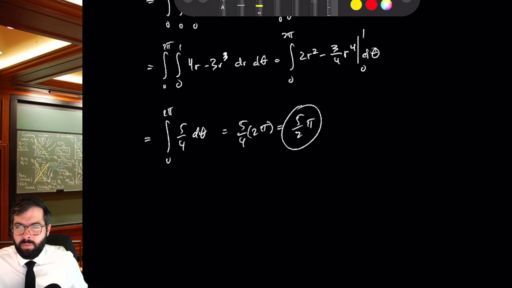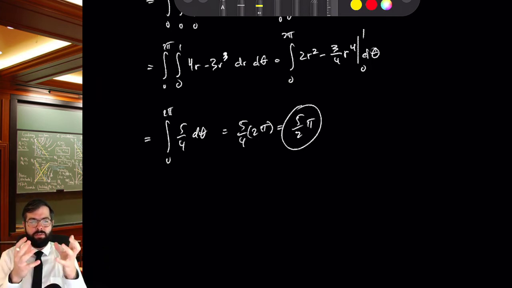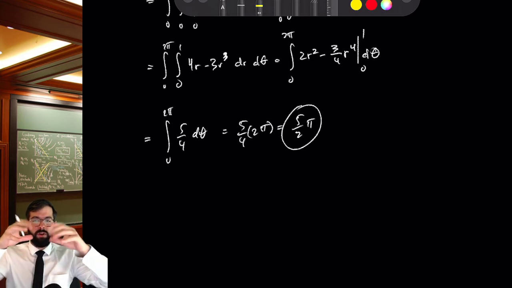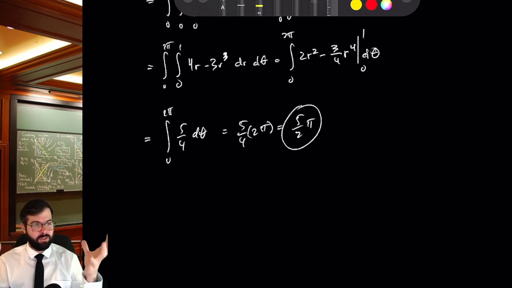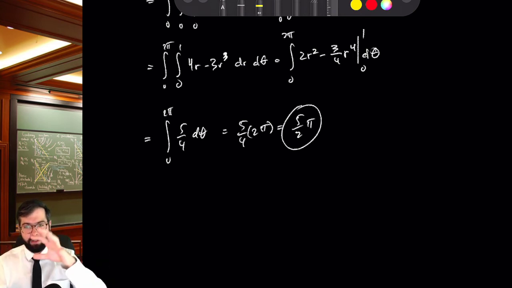So what does this tell you? Well, it tells you the total amount of divergence inside the region, but it also tells you about the flux at the surface. Okay? So that's what the divergence theorem tells us. You've got one mapping to the other.